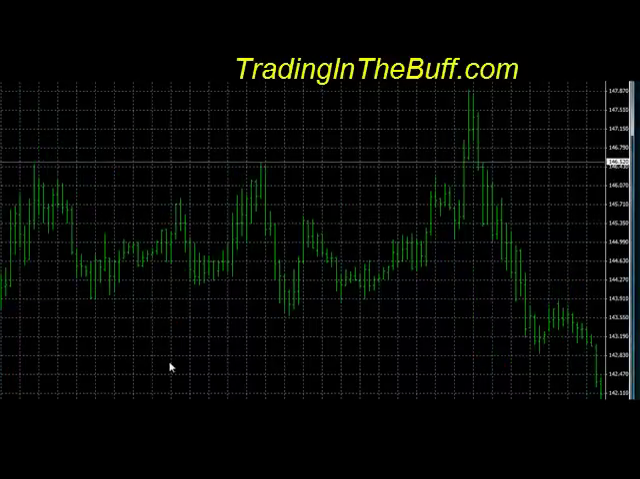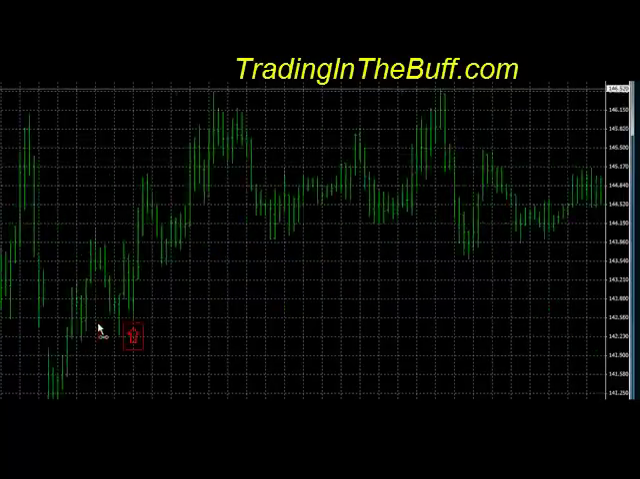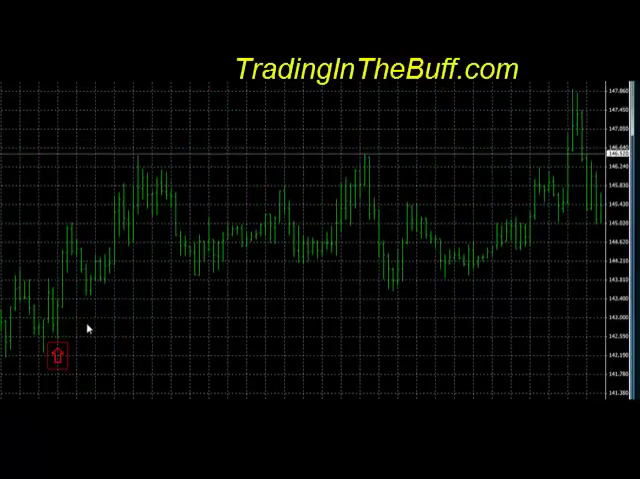This is a pound yen on a 30-minute chart. Here's our 1, 2, 3 pattern right over here. So we have bar number 1 over here. Let me move that over. I just realized you can't see that. Okay, here's bar number 1. Here's bar number 2. And here's bar number 3.